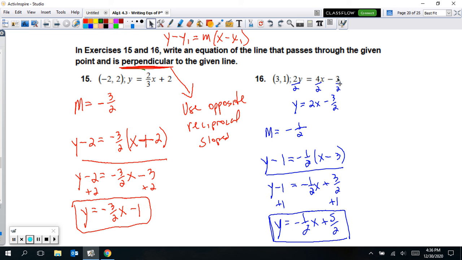Alright, so that concludes our lesson here on parallel and perpendicular lines. Hopefully you guys understand how to find and identify these parallel and perpendicular lines from this lesson.